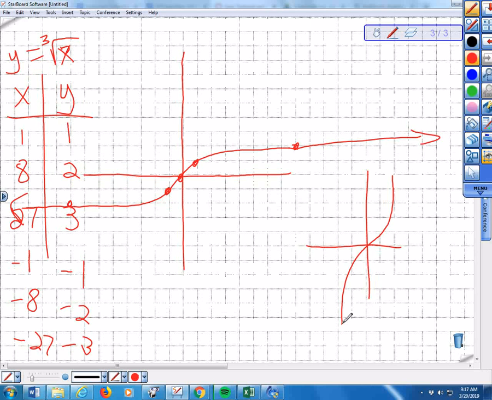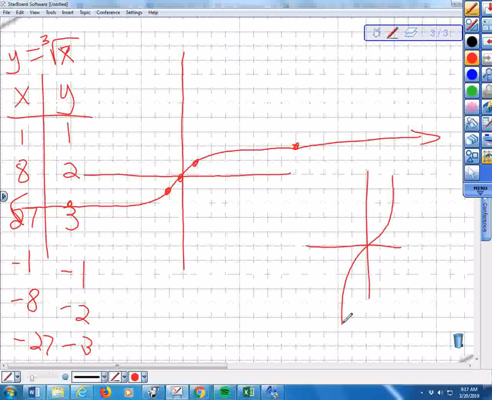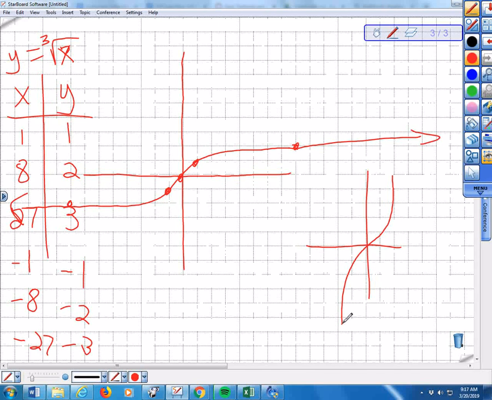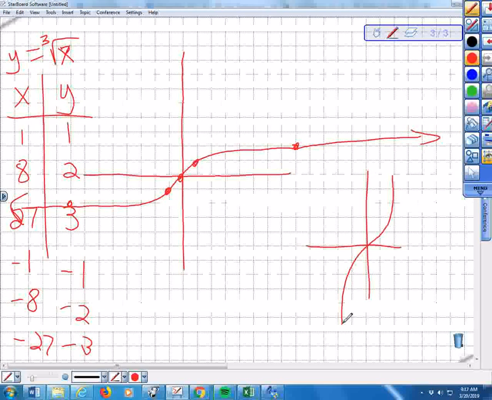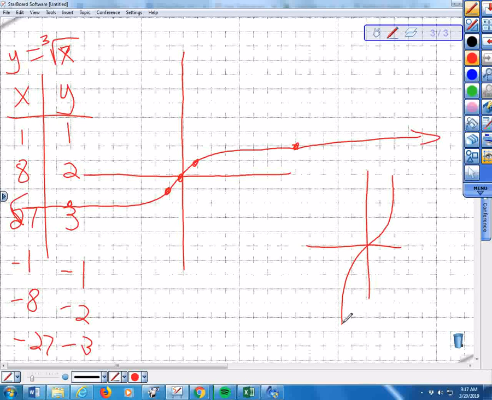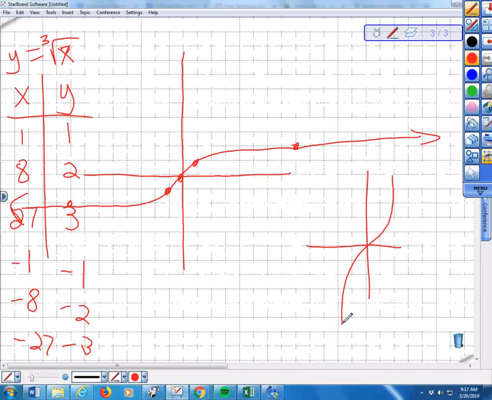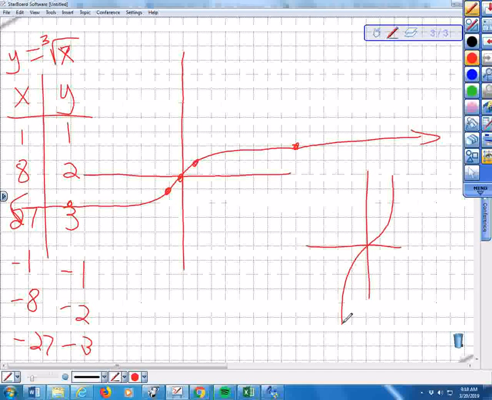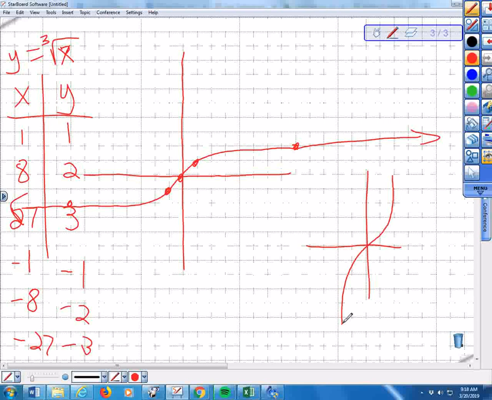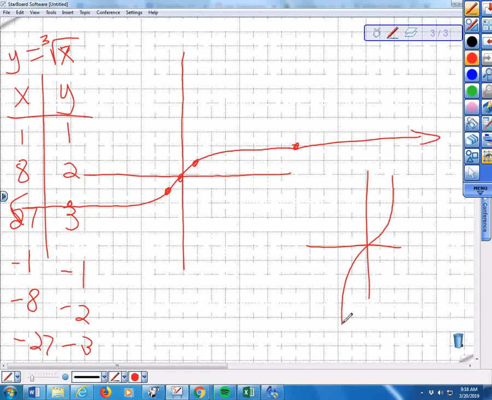Okay. What's the domain here? All possible x values. All real numbers. What's the range? All real numbers. So I don't have any restrictions on the cube root function. I have restrictions on the square root because I can't have negatives under that radical. But I don't have any restrictions. Yep, all real. That's your domain and range.